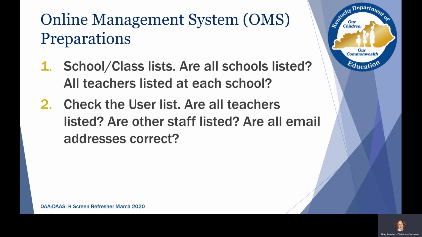We've talked about the online management system and how important it is for Infinite Campus to be set up in order for the online management system to work well. Think about when you're looking at the online management system, look at the school and the class lists. Make sure that all the schools that serve kindergartners are listed, and make sure all teachers are listed at each school. And then you want to check your user lists. Are all the teachers listed? Are other staff that you need to have access listed? And then double check, are all of the email addresses correct?